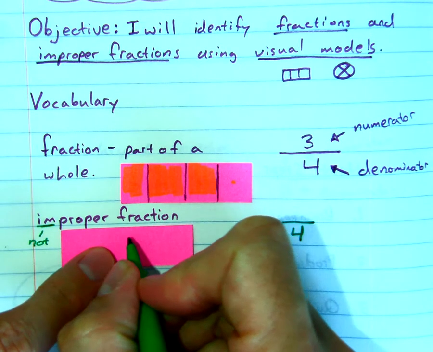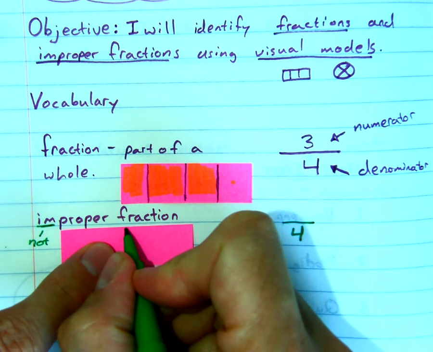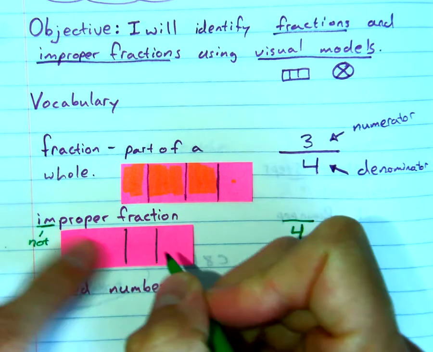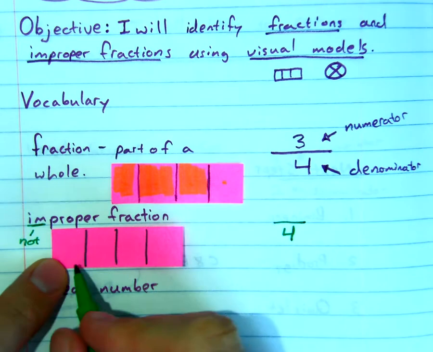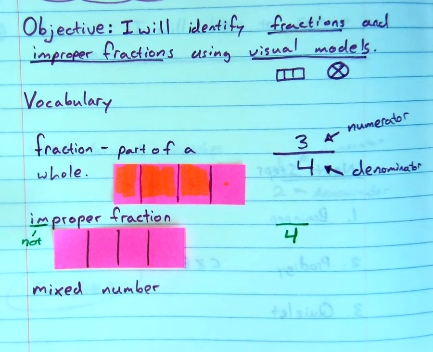So it's not a fraction. Let's cut this into equal parts. So if I have all 4, oh hey, let's go for another one.